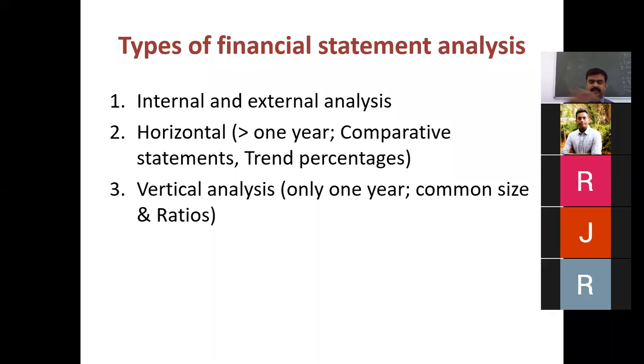We do horizontally, we analyze. So we have different methods in that. One is called comparative statement and one more is trend percentage. Okay, we use horizontal analysis. And third one, vertical analysis, where we do only for 1 year. We don't take more than 1 year.